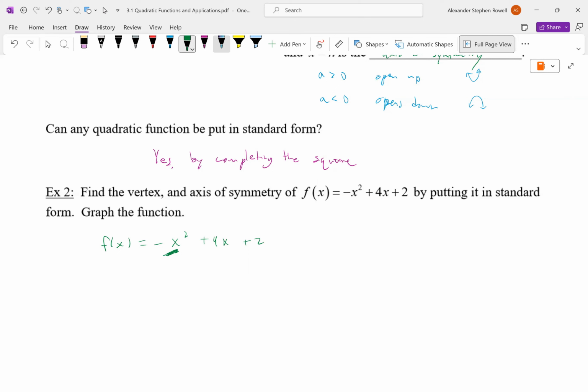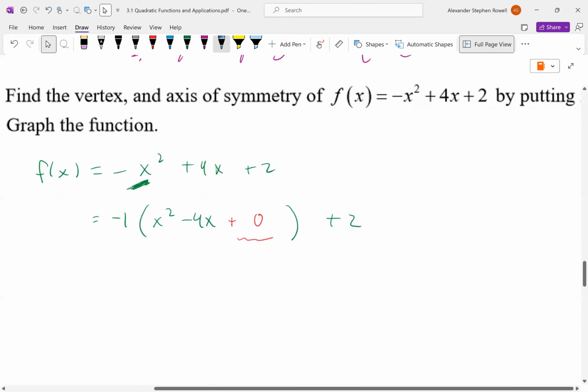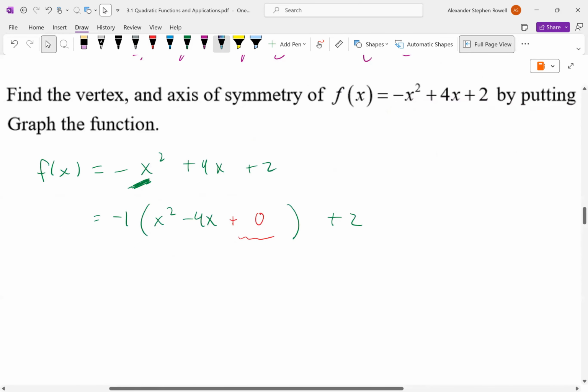We factor it, yes. So -1, and I'm only going to factor it from the first two terms: x squared minus 4x. And I want to add a very special number here that will not change my function. What number can I add to not change my function? 0. Okay, but a very special form of 0.